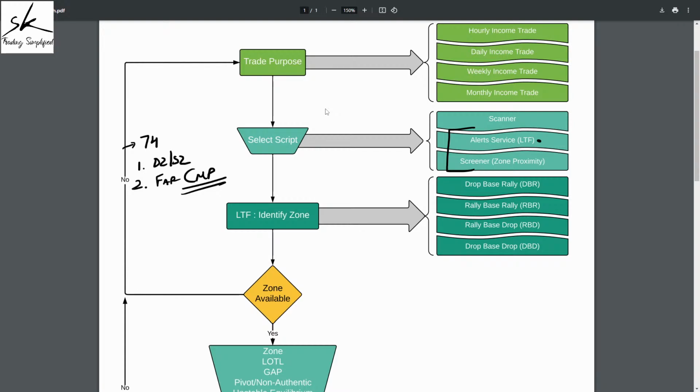So if you have a free account, you can only create one alert. If you have a paid account, you'll be able to create multiple alerts. Free account, you cannot have custom time frames. Paid account, you can have custom time frames. So all those limitations would apply. But yes, those are the two ways you get these alerts.